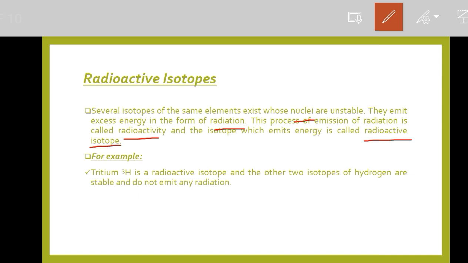Simple. Here is an example, like tritium. We already know about tritium. It's the third isotope of hydrogen, which has one proton and two neutrons. So the overall atomic mass of tritium is 3. Tritium, H-3, is a radioactive isotope, and the other two isotopes of hydrogen are stable. Tritium is radioactive, meaning it's unstable, while hydrogen and deuterium are stable. So they do not emit radiation, meaning they do not decay and do not release radiation or energy.